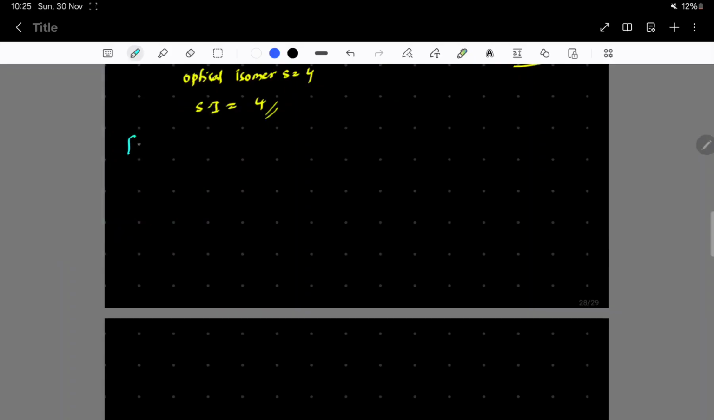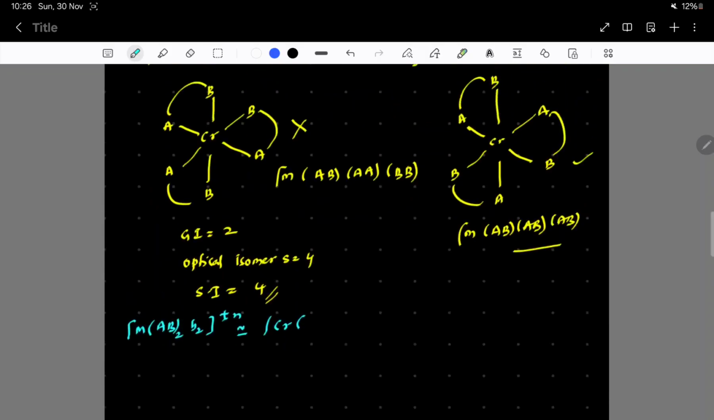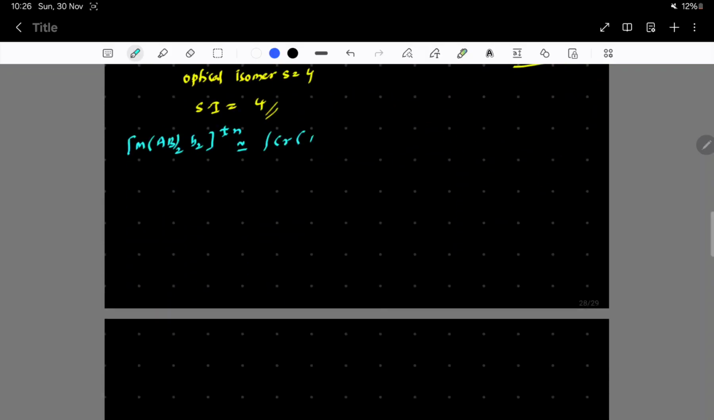Now I will change the combination M, AB twice and B2. Okay. Or else you can take, student, the same chromium example, here I am taking. Now here I will take AB twice and Cl2 I will take. So to the power of plus or minus n. Now look at, student. Write the combination.